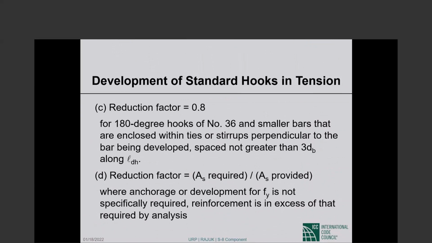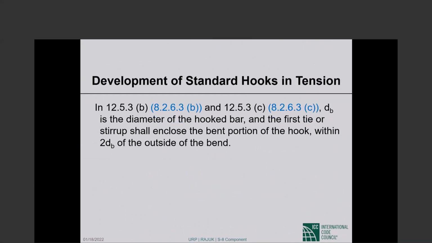And then even on the hooked bars, you can take a reduction factor, which is the required area of reinforcement divided by the provided area of reinforcement, where anchorage or development for F sub y is not specifically required. So this again, like I said, when I talked about this reduction on the required development length in tension, L sub d, I said that when F sub y is specifically required to be developed, you do not get this reduction. Same thing with the hooked bars in tension. If the bars are specifically required by 318 to develop full F sub y, then there is no reduction for excess reinforcement.